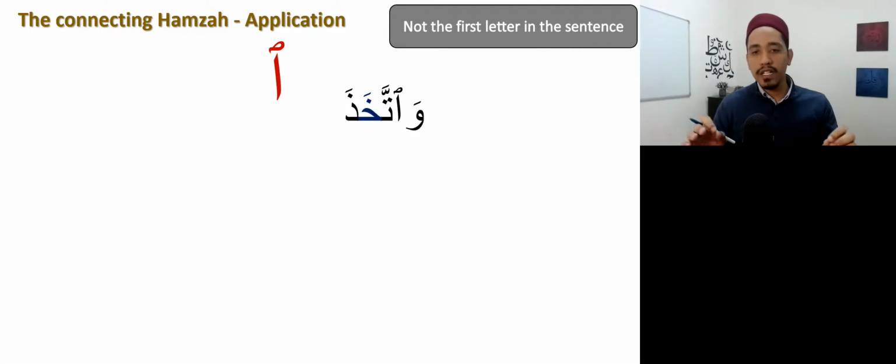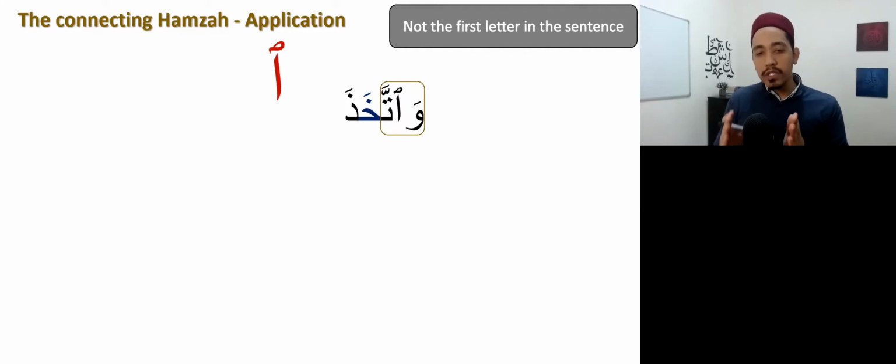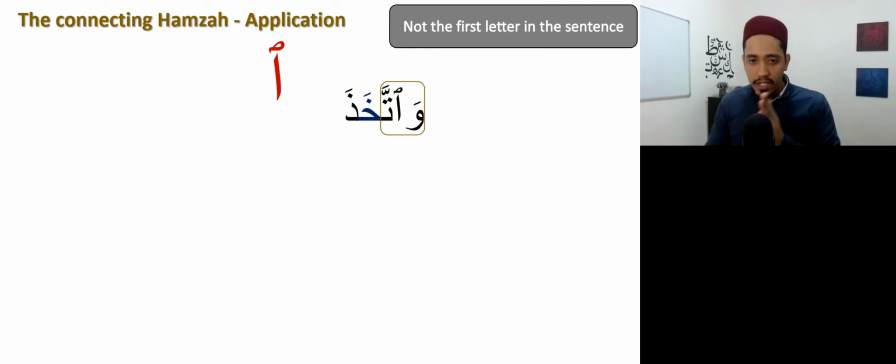Now look at this example. Here we go. There's a connecting Hamza. We have the wa, and then there's a connecting Hamza, and the ta with a shadda, kha and a dha. This is how it will be read. Wattakhadha. Shadda on the ta, so I'm stressing the ta. Wattakhadha. If you look at this portion of the word, and I say wattakhadha, can you hear that I'm going from the waw straight into the ta? I'm saying watta. Watta.